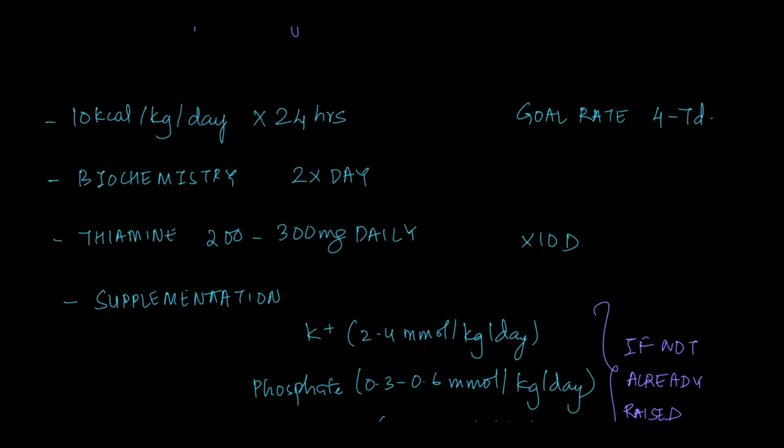So these steps would prevent refeeding in a patient who is at a high risk for refeeding, that is starting at a lower rate of infusion, which is 10 kilocalories per kg per day for 24 hours, and then you reach the subsequent goal rate in the next 4 to 7 days, monitoring the biochemistry of such patients at least twice a day, adding thiamine to the infusion at least 200 to 300 mg daily prior to infusion and up till 10 days of the infusion, supplementation with the electrolytes if it is not already raised. So, this is for a patient who is at a high risk for refeeding.